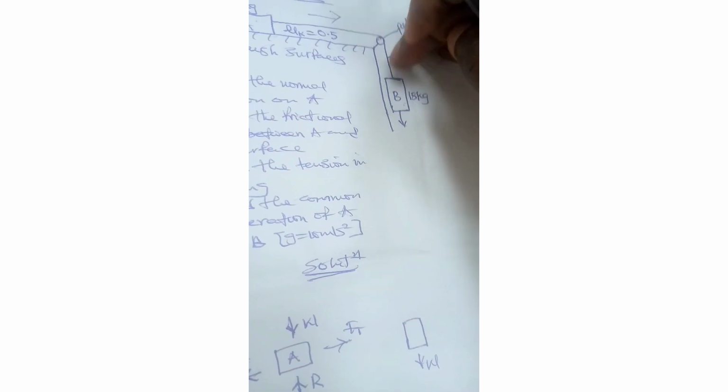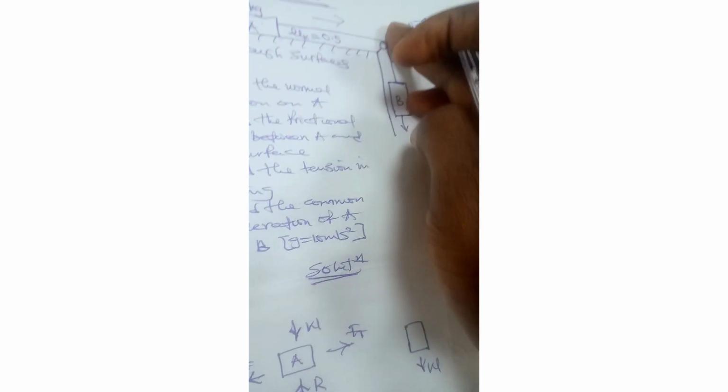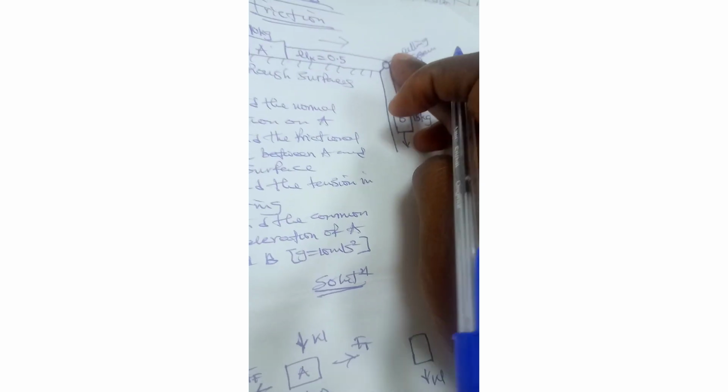Now, let's analyze this second one, that is for mass B. So it is in this form, right? Remember that this arrow shows that the weight of this object will be coming downward. While the tension in the string is upward.